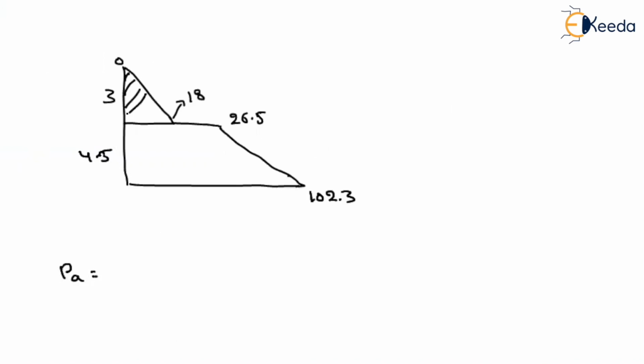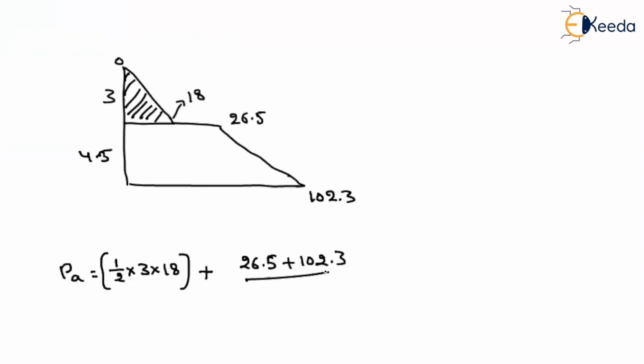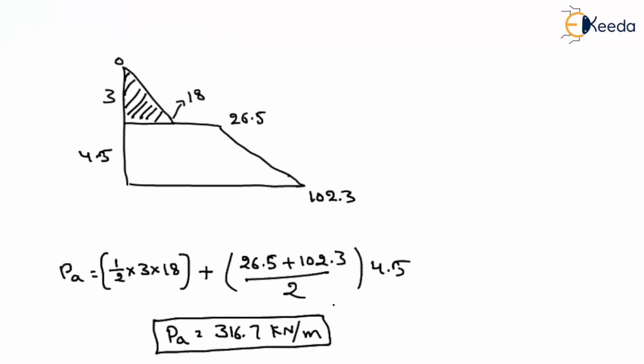Now, what is the area of the pressure diagram? If I consider this triangle, the area of the triangle is half into 3 into 18, plus the area of this trapezoid, that will be (a plus b) by 2 into h. That means (26.5 plus 102.3) divided by 2 into 4.5. We will get the active earth pressure equal to 316.7 kilonewton per meter. That means if you take 1 meter length, the earth pressure acting on the retaining wall is 316.7 kilonewtons.